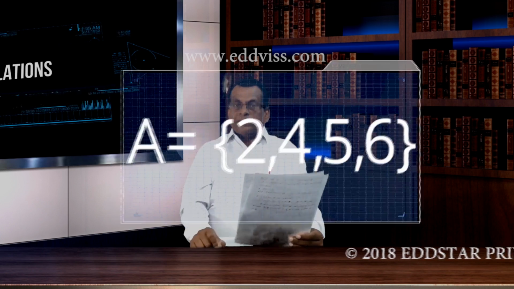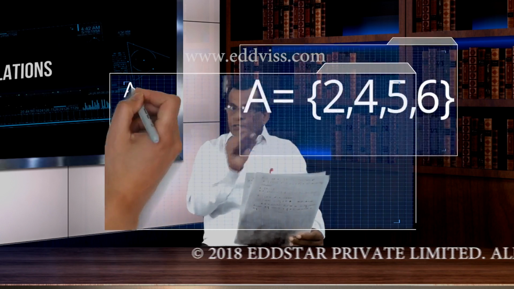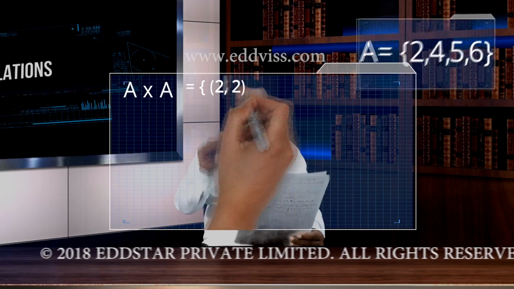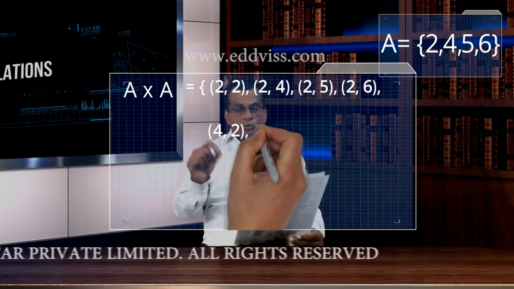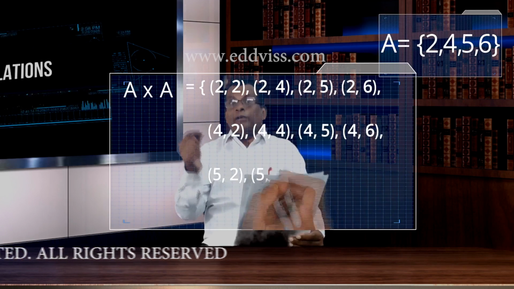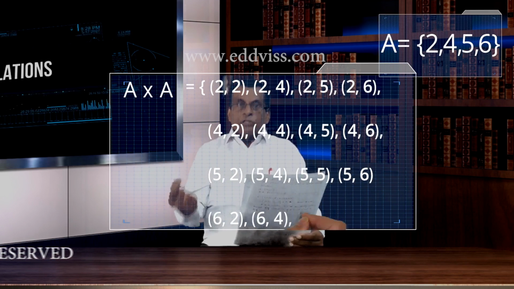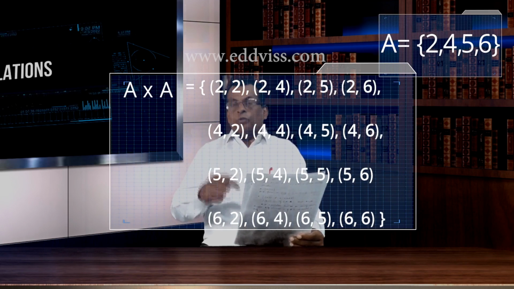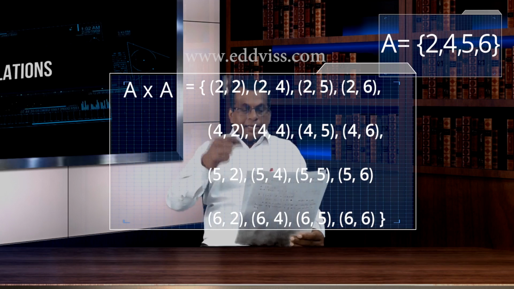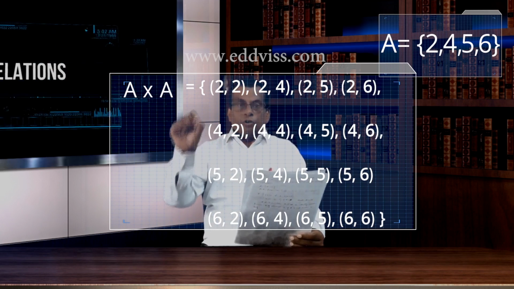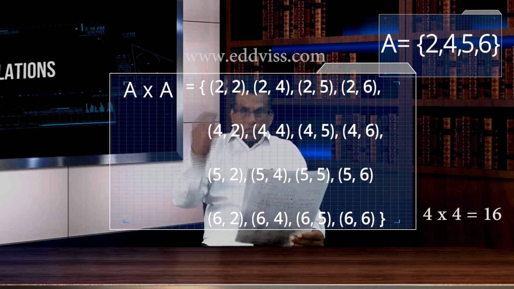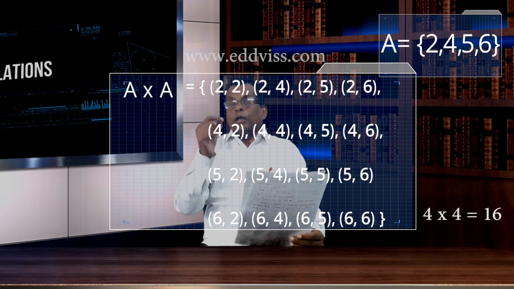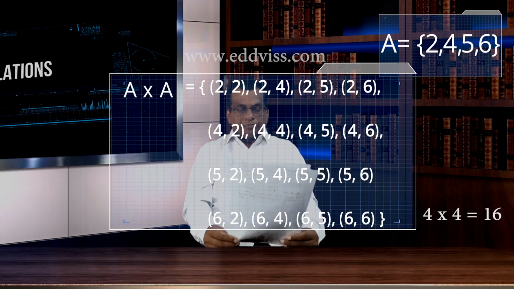The set A is equal to 2, 4, 5, 6. Now you have to write A cross A. What is A cross A? 2 comma 2, 2 comma 4, 2 comma 5, 2 comma 6, 4 comma 2, 4 comma 4, 4 comma 5, 4 comma 6, then 5 comma, इस तरीके से सारे ऑर्डर पे लिख के लास्ट में आएगा 6 comma 6. How many members will be there? कितना members होगा? It will be 4 into 4, 16 members.